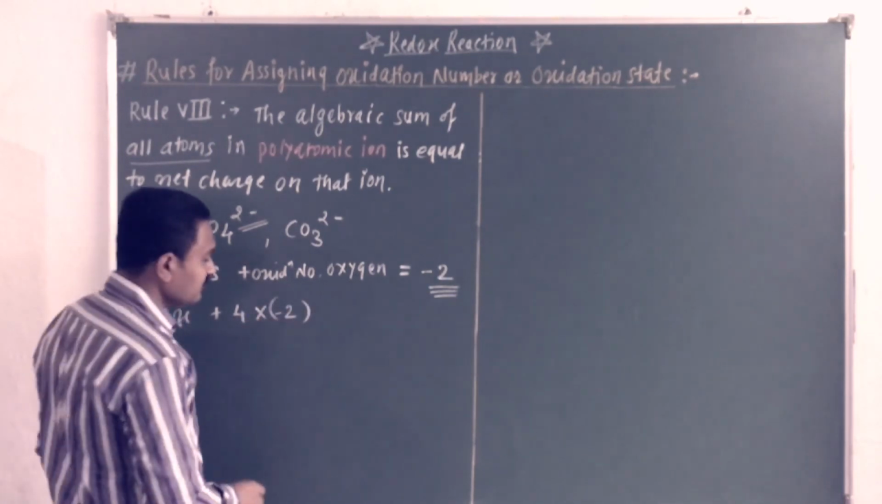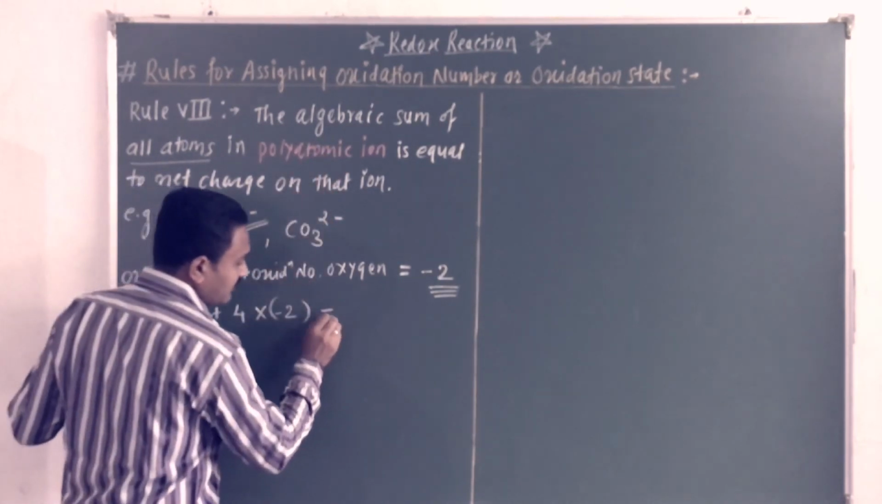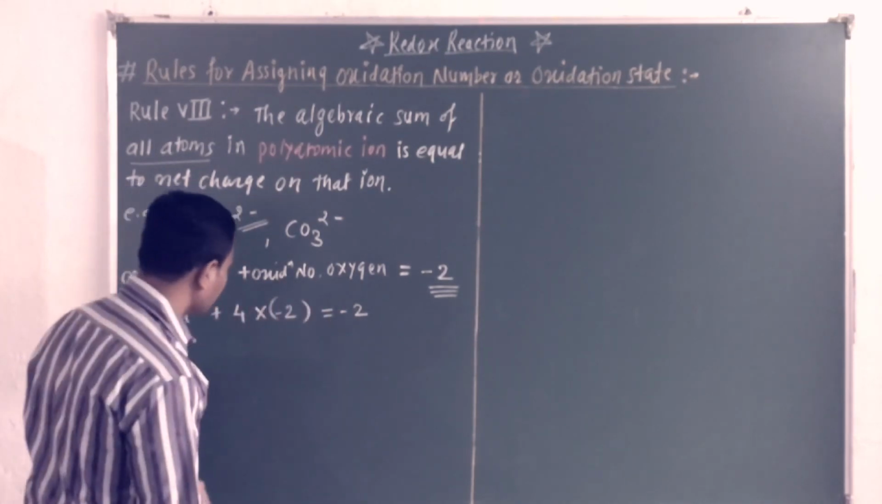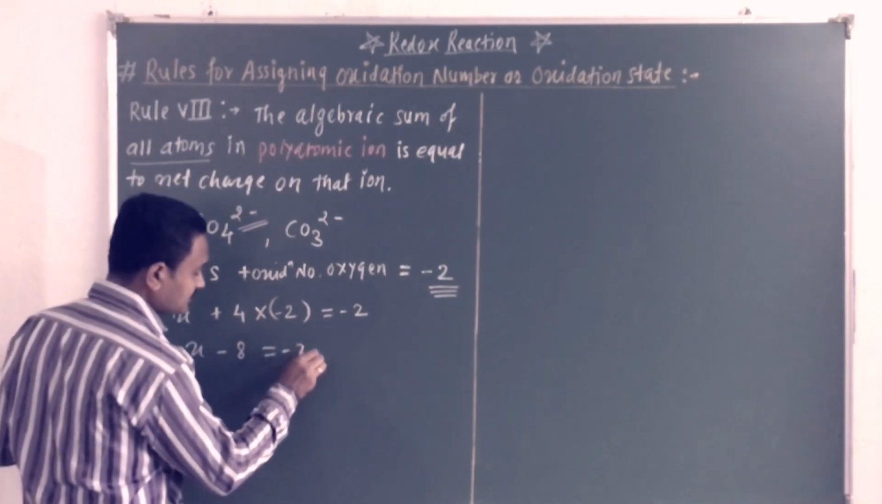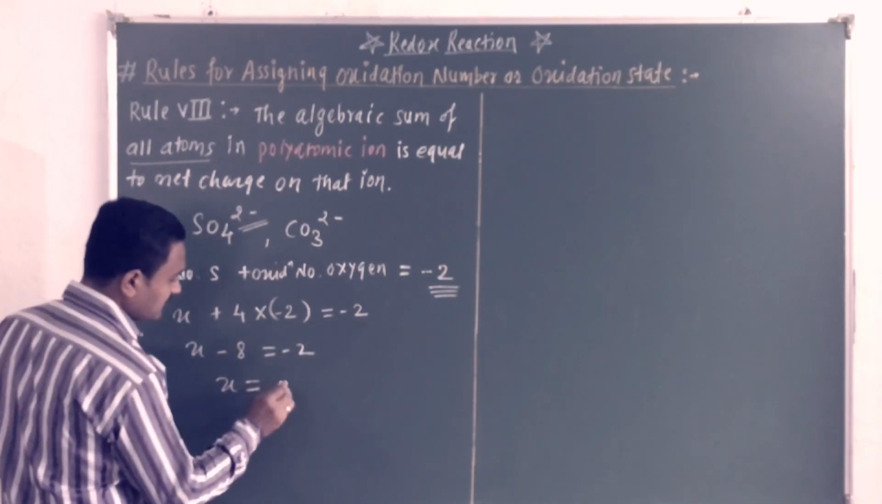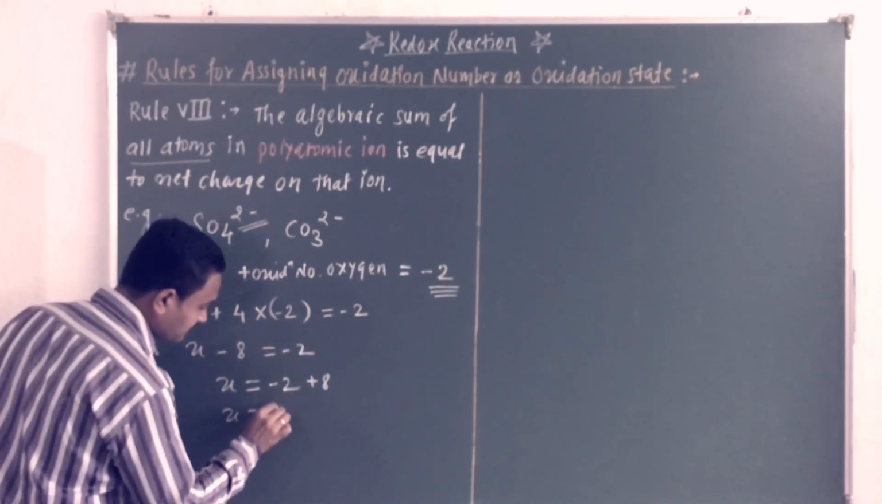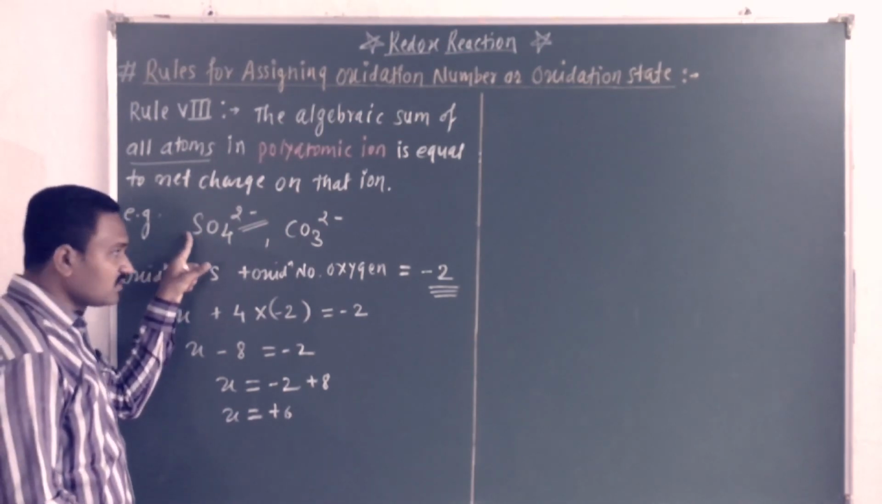Okay, now let us find out. Due to rule number 8, we are going to consider the -2 charge, so that equals -2. Therefore x minus 8 equals -2. Therefore x equals -2 plus 8. Therefore x equals +6. So +6 is the oxidation number of sulfur in this polyatomic ion.